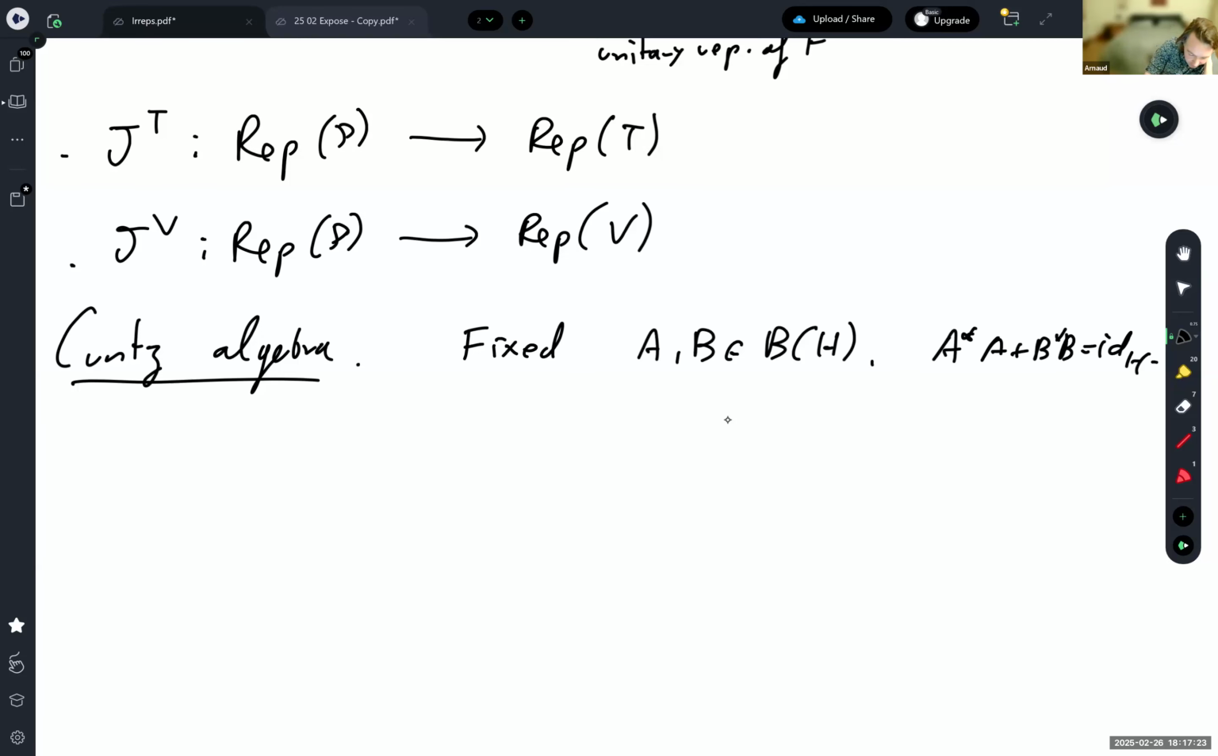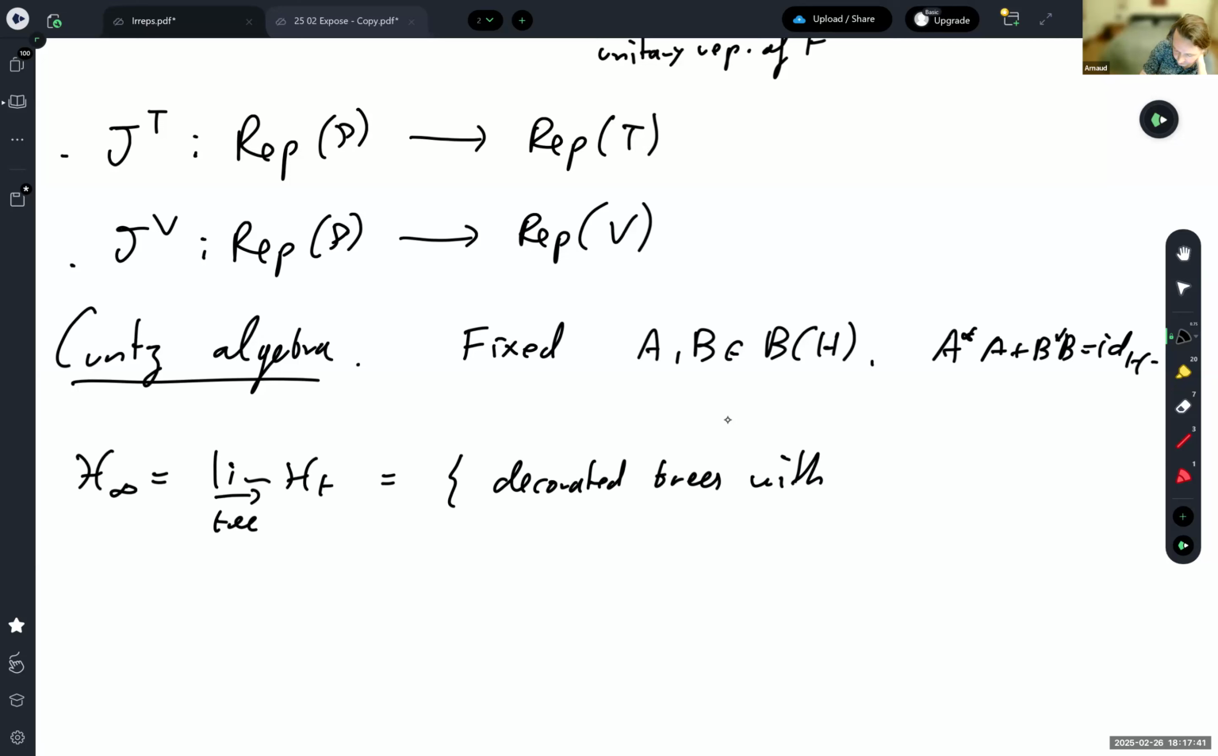And now you have constructed this H infinity with this inductive limit over trees of H_T. One way to see it is that this is really the set of decorated trees with vectors. I mean Christmas trees. Yeah, that's right, it's Christmas trees, basically. And you have this equivalence relation, which is the equivalence when you embed H_T in H of a bigger tree. And then you need to complete because you want the Hilbert space.